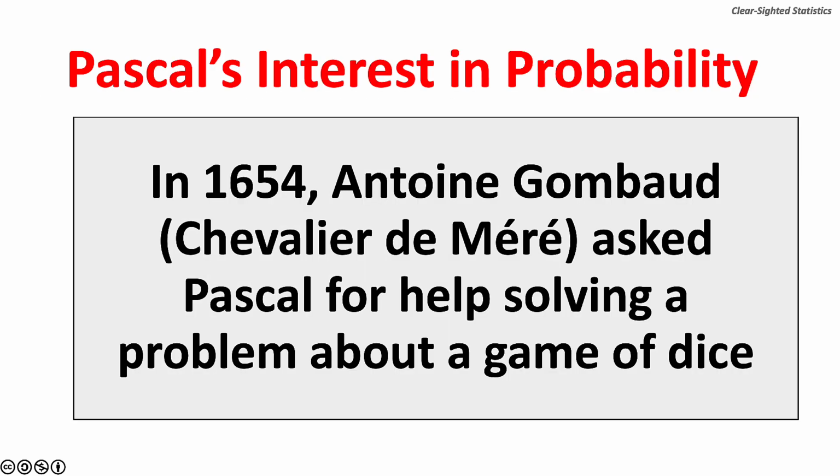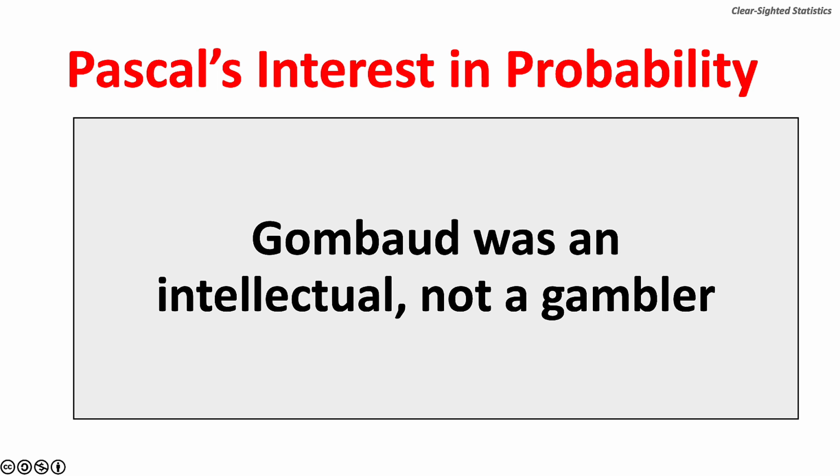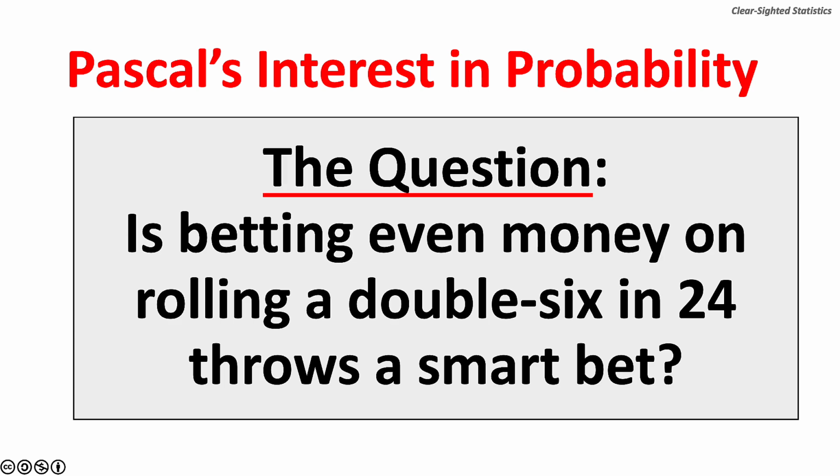What sparked Pascal's interest in probability? In 1654, Antoine Gombauld, a foppish writer who assumed the noble title of the Chevalier de Marais, asked Pascal to help solve a problem about a game of dice. Gombauld was an intellectual, not a gambler. The name Chevalier indicates nobility, but he was not a noble. This was part of his pen name. The question: is betting even money on rolling at least one double six in 24 rolls a smart bet? Conventional wisdom said it was, but was that true?